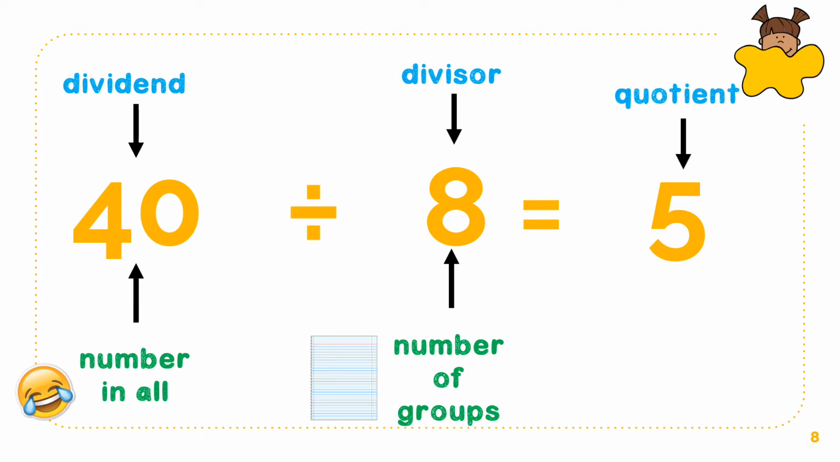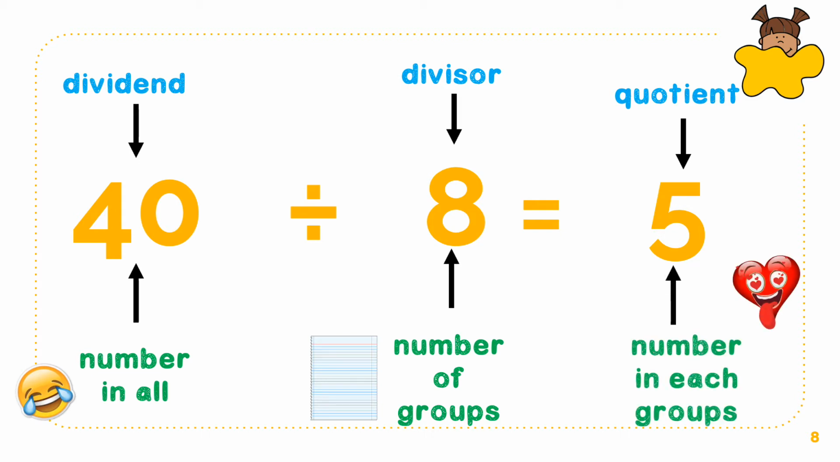The last number is called the quotient. The quotient is another word for answer. This represents the number of emoji stickers I placed in each of the groups.